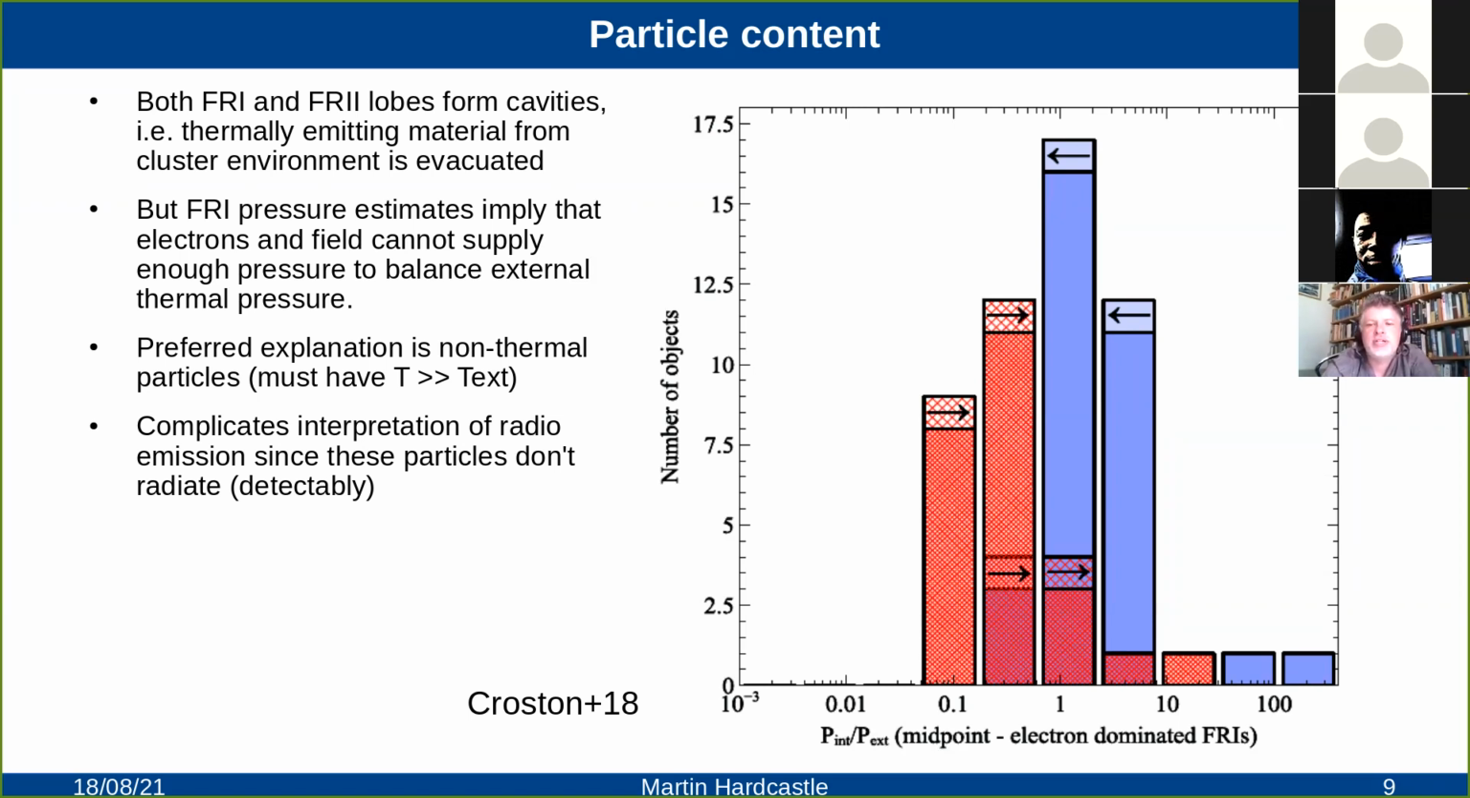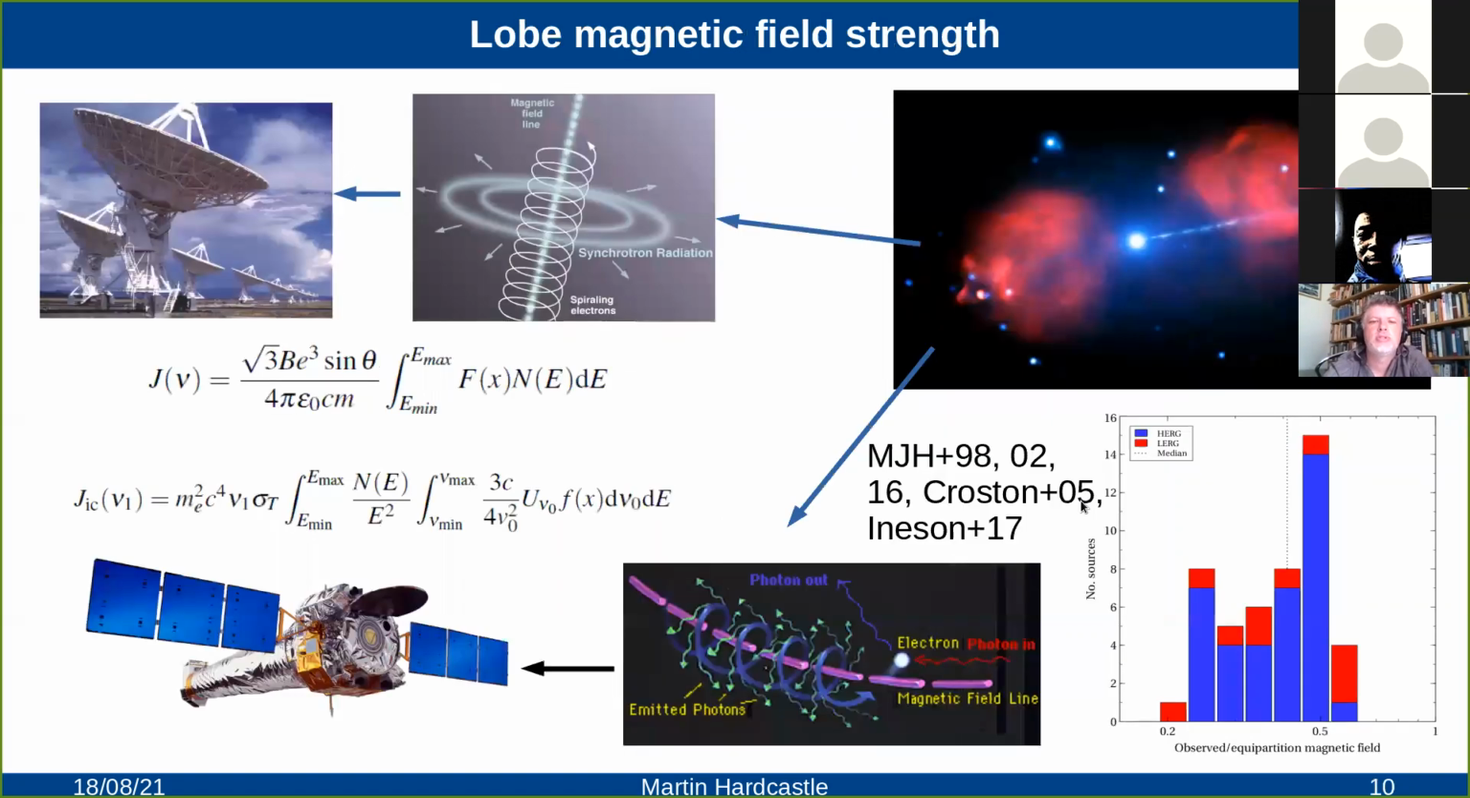Fortunately, it turns out that FR2 radio galaxies are quite easy, and they do behave as we might expect. And essentially, it looks as though the lobes are just filled with the radiating particles and the magnetic field that we know about. So that's really useful. You can then ask, what about the lobe magnetic field strengths? How do we measure those?